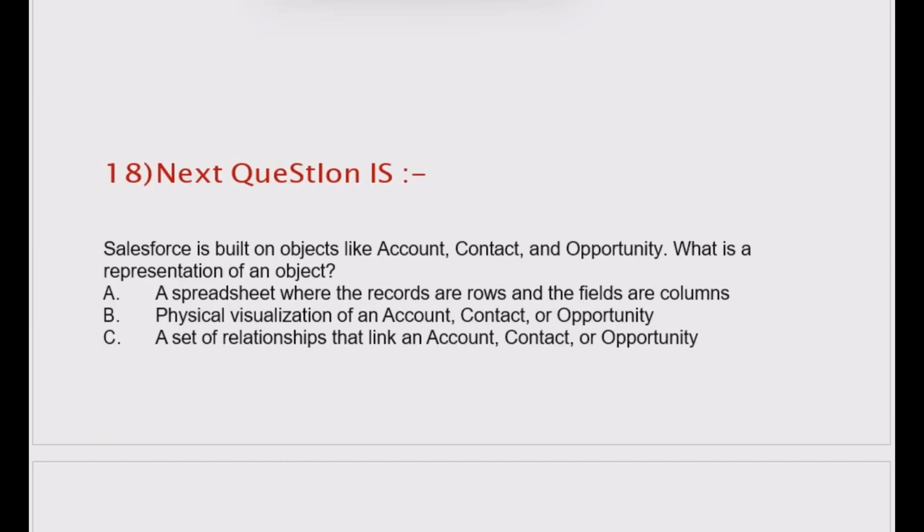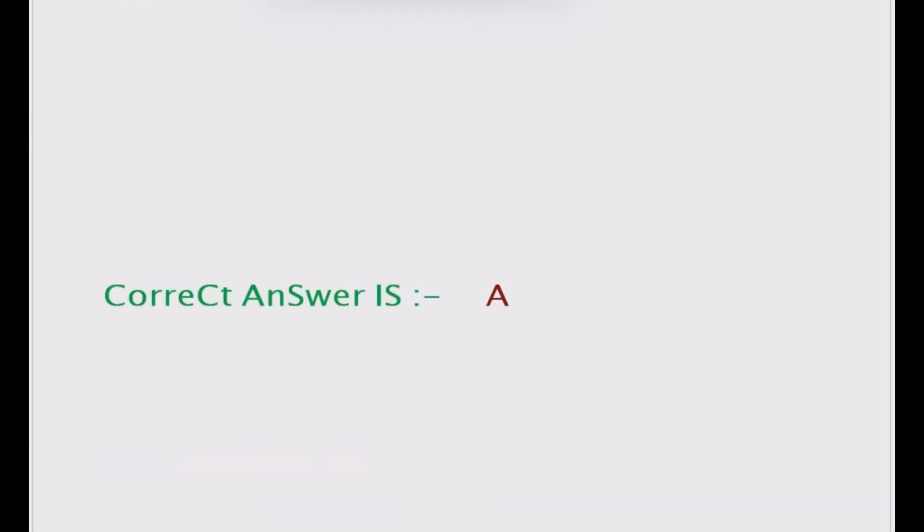Question is, Salesforce is built on objects like account, contact, and opportunity. What is a representation of an object? Option A, a spreadsheet where the records are rows and the fields are columns. Option B, physical visualization of an account, contact, or opportunity. Option C, a set of relationships that link an account, contact, or opportunity. Correct answer is option A.